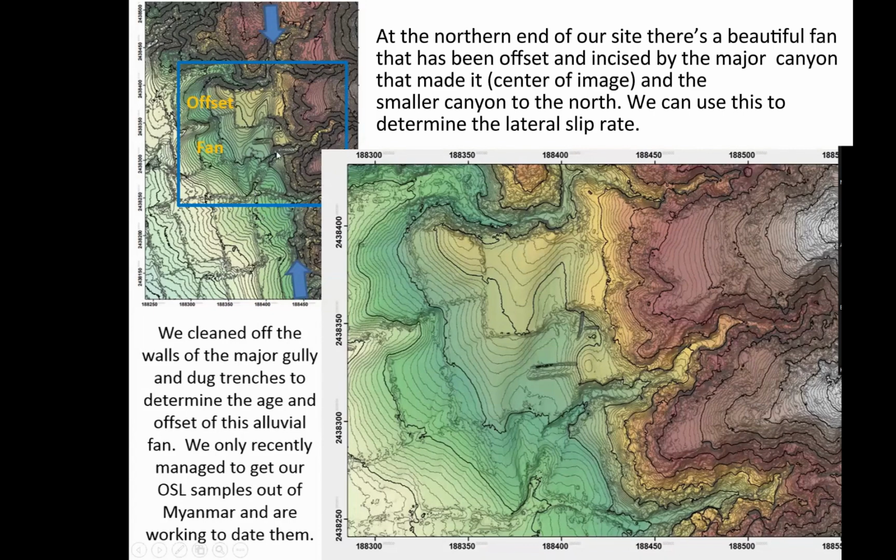This stream is offset. And if we zoom into this area, we can see that this stream, which made this fan here, once came out here and flowed this way. You can see it actually flowed around this corner for a little bit before it broke through. Similarly, this one flowed down through here until it broke through.